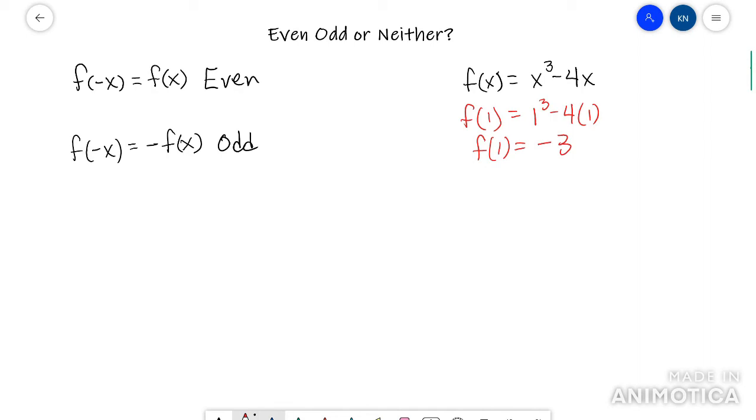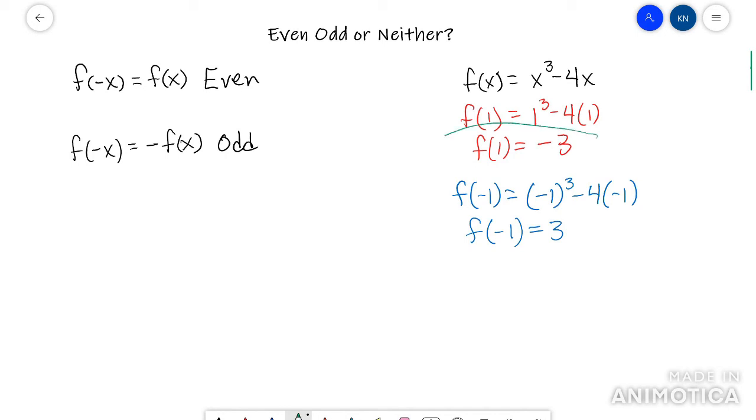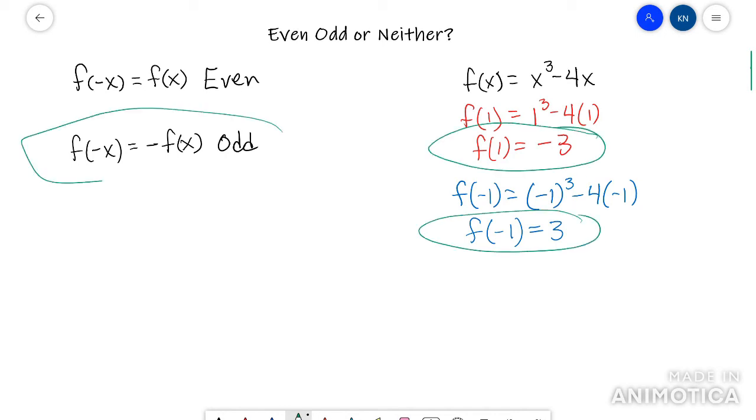Now, you would plug in a negative 1 as well. And do your algebra, you would get negative 1 plus 4, which is positive 3. Notice that they are negative 1 times each other. That would mean it's an odd function.